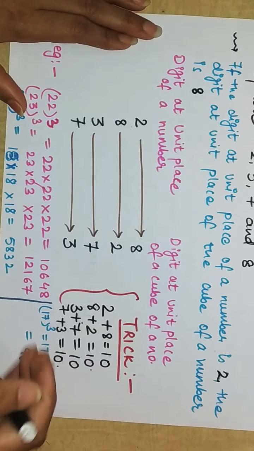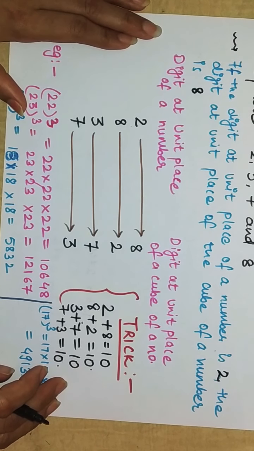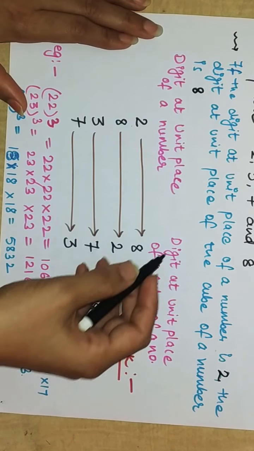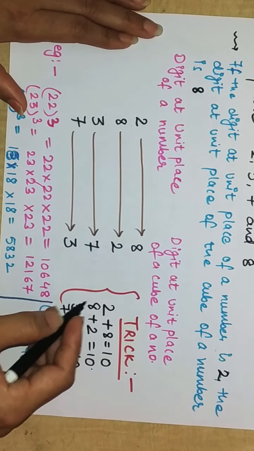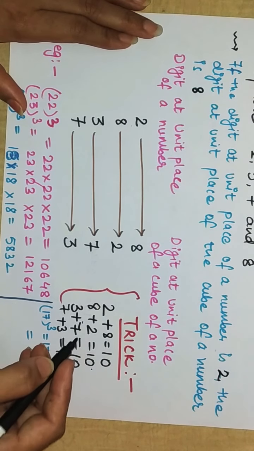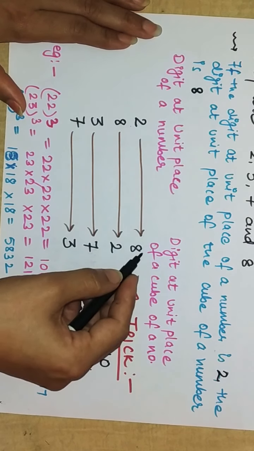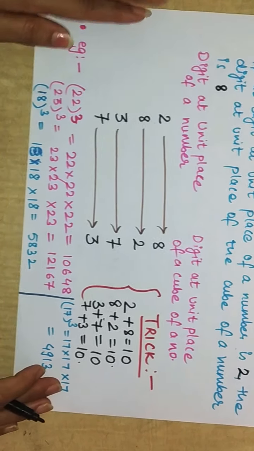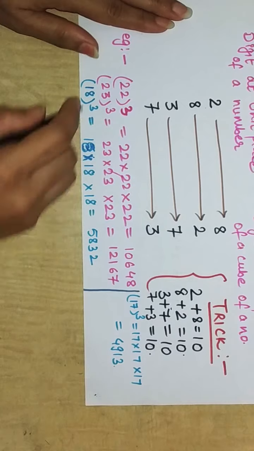So many times they are asking in the MCQs or in the question format that digit at the unit place of a number is given and you need to answer the digit at the unit place of a cube of a number. So you can remember this trick. This is a very easy trick. 2 के साथ हम कितना प्लस करेंगे तो हमें 10 मिलेगा, that is 8. You will get these answers very easily. Now let's see with the examples.